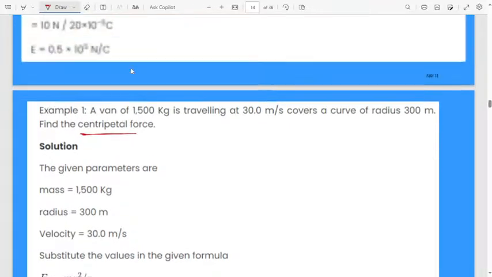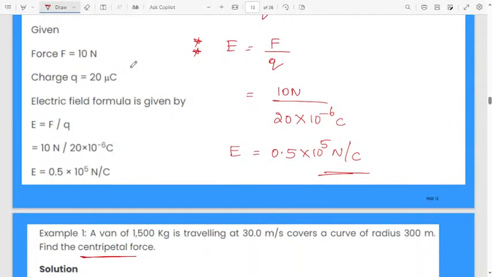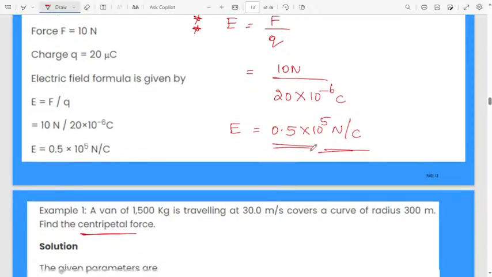Last question answer, you are telling 5 into 10 to the power of 5. Yes, 5 into 10 to the power of 5. Yes, 0.5 into 10 to the power of 5 Newton per coulomb. Yes, Viresh, correct.